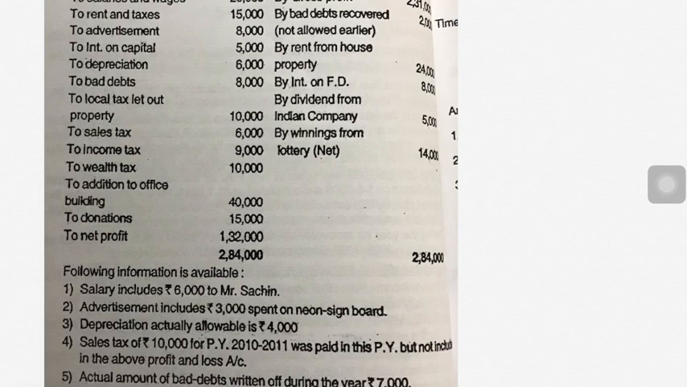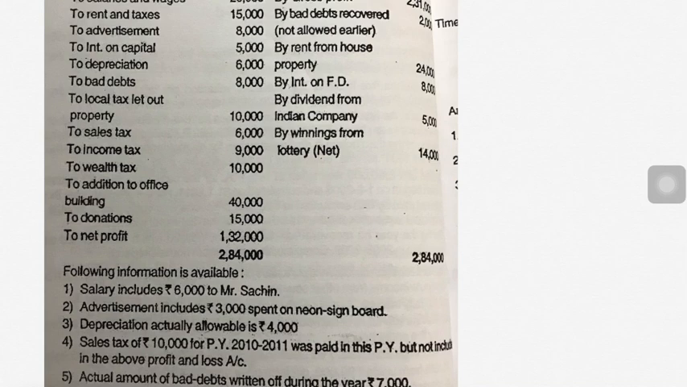Okay, next one, actual amount of bad debts written off during the year is rupees 7,000. So bad debts is 8,000 and actual amount of bad debts written off during the year is 7,000. That means only 7,000 can be claimed during the year and 8,000 is claimed. That means 1,000 is disallowed, so you have to remove this 1,000. So you have to add 1,000 to net profit.